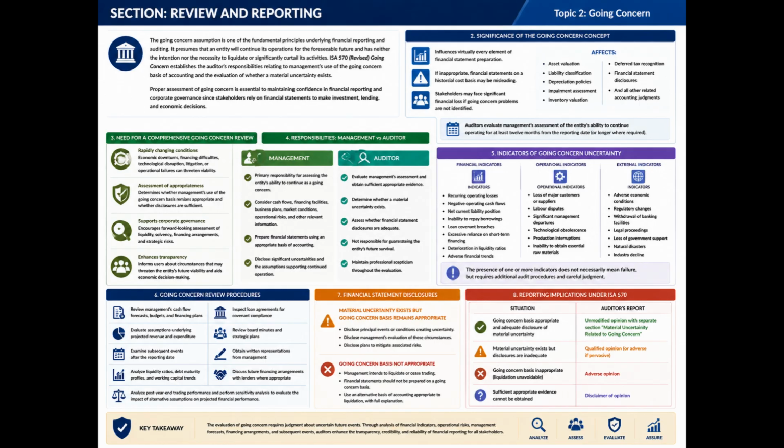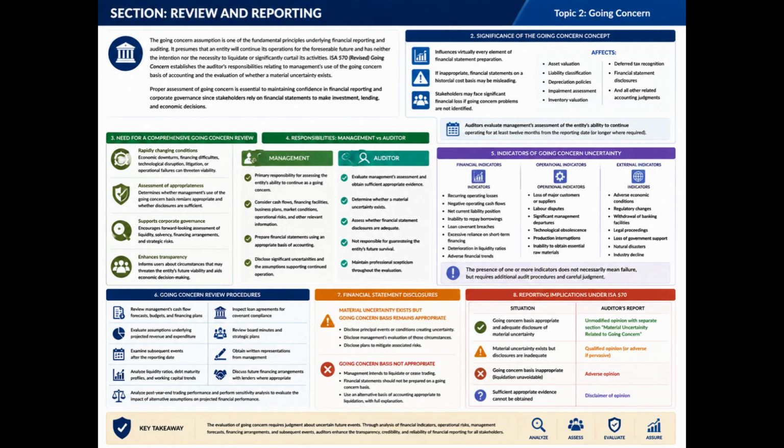These procedures include reviewing management's cash flow forecasts, budgets, and financing plans, evaluating assumptions underlying projected revenue and expenditure, examining subsequent events occurring after the reporting date, inspecting loan agreements for covenant compliance, reviewing board minutes and strategic plans, obtaining written representations from management, and discussing future financing arrangements with lenders where appropriate.